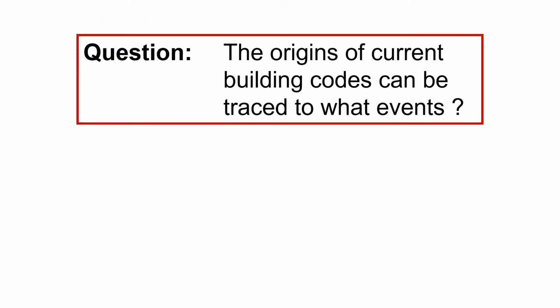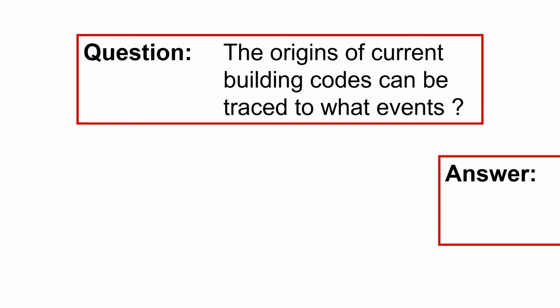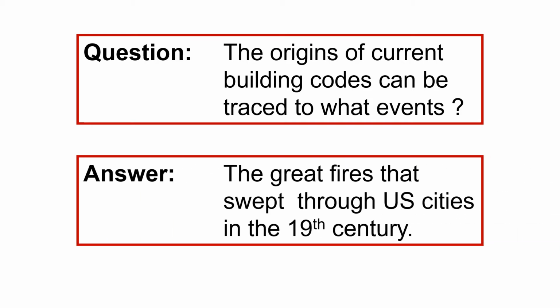Okay, now for a bit of trivia. Question. The origins of the current building codes can be traced to what events? Okay, 3, 2, 1. The answer is the Great Fires that swept through United States cities in the 19th century.